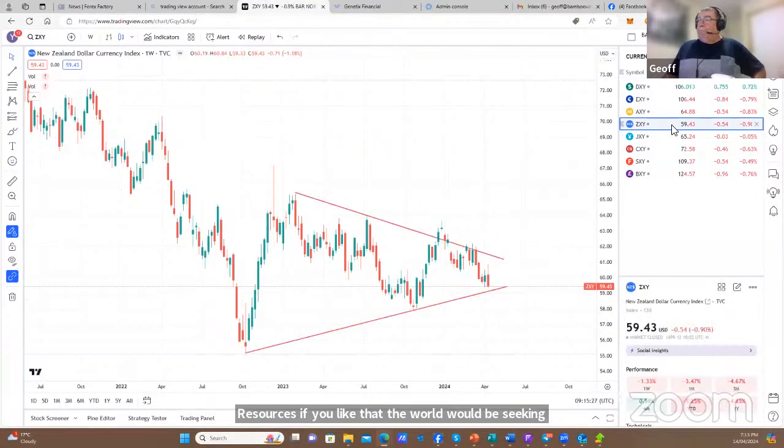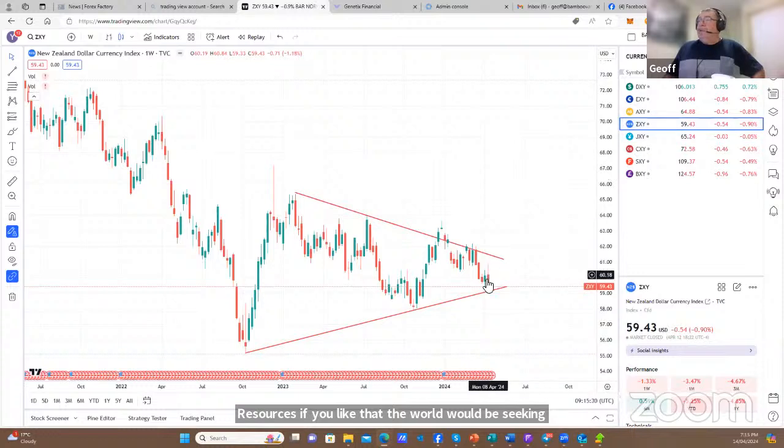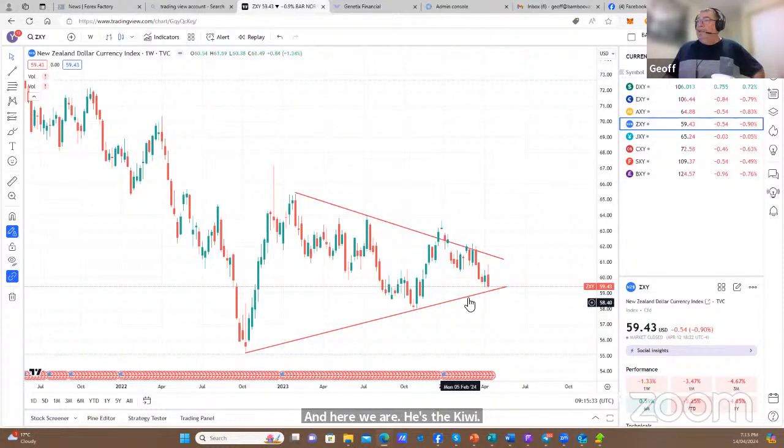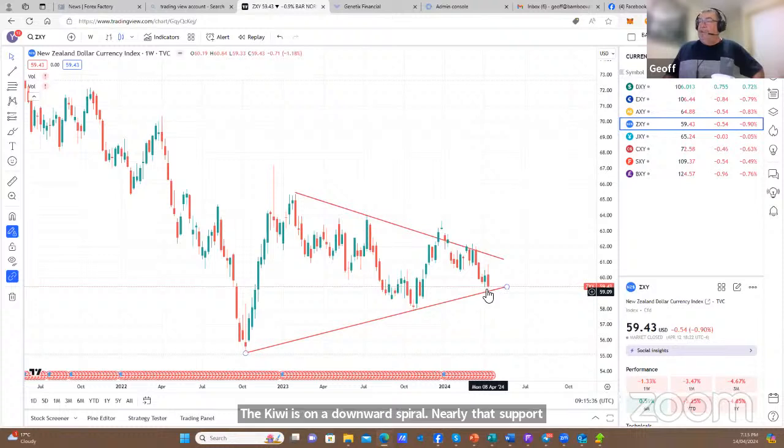And here we are. Here's the Kiwi. The Kiwi is on a downward spiral, nearly at support in the trend line here, but not quite there yet. I don't see anything here that's telling me that the Kiwi is going to rally until it gets to here. Not even rally, maybe even just pause here at this support level. There's no strong horizontal level here supporting the Kiwi. So I'm thinking the Kiwi, with the big similar reversal bar to the Aussie last week, but I don't see any upside for the Kiwi at the moment. Don't see anything supporting it until it gets to this trend line.